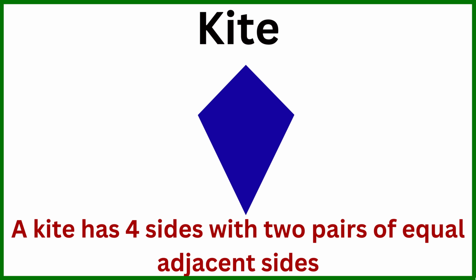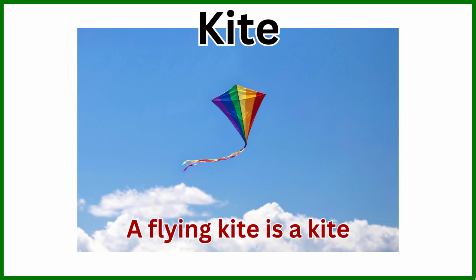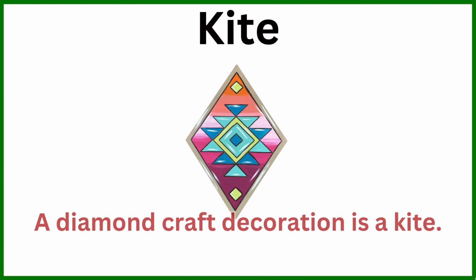Kite. A kite has 4 sides with 2 pairs of equal adjacent sides. A flying kite is a kite. A diamond craft decoration is a kite.